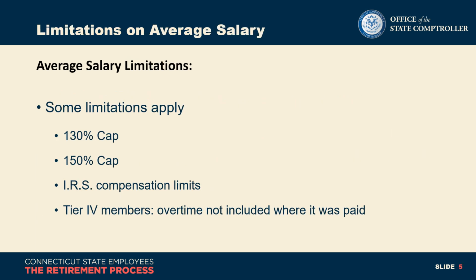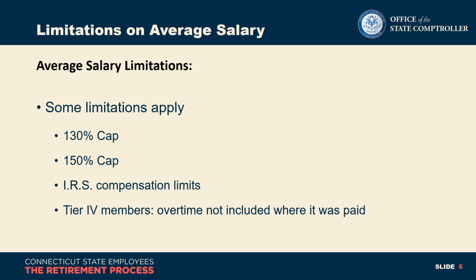There are some limitations that apply to average salary. We'll be discussing those in the next few slides. They are the 130% cap and the 150% cap. It is also important to note that we do not use Tier 4 members' overtime the same way that we use non-Tier 4 members'. Please refer to the Tier 4 summary plan description for more details.